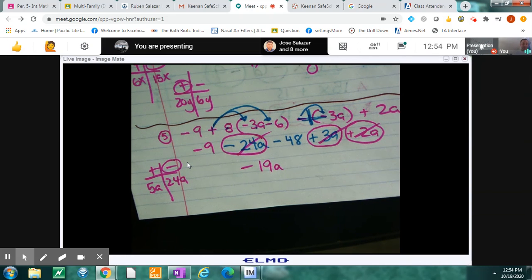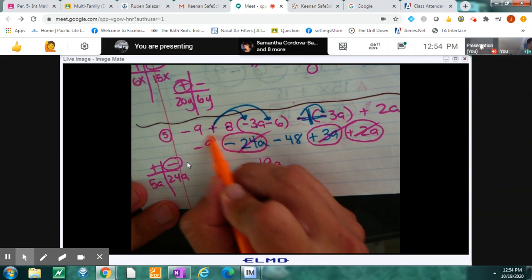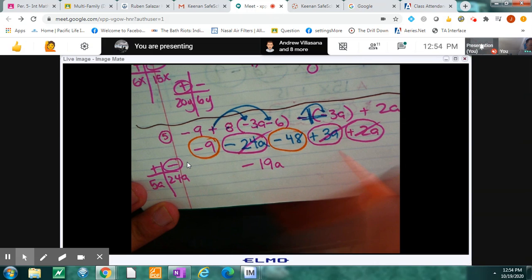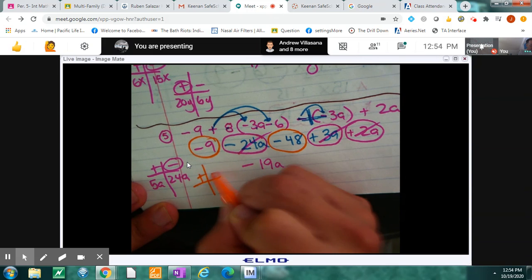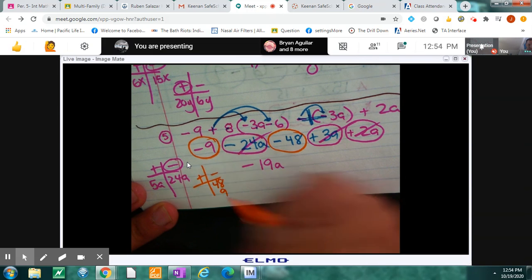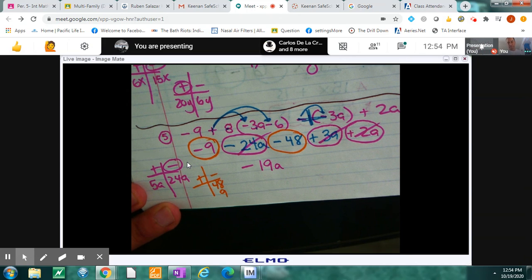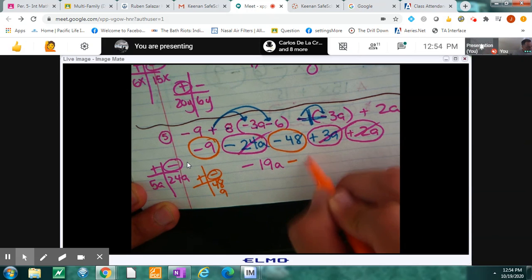All right, so now let's take it out. Okay, and then Jose, the negative 9, I'm going to add with what? The negative 48, right? And so, what's going to be my answer? Oh, negative 57. Negative 57, very good.